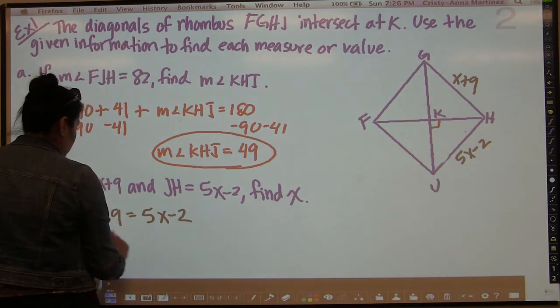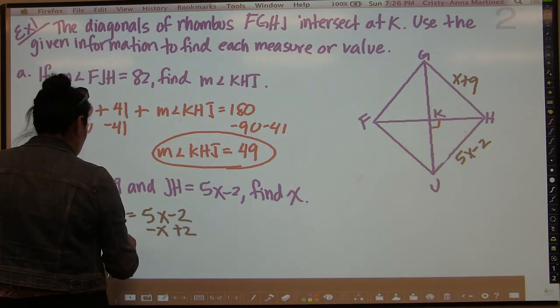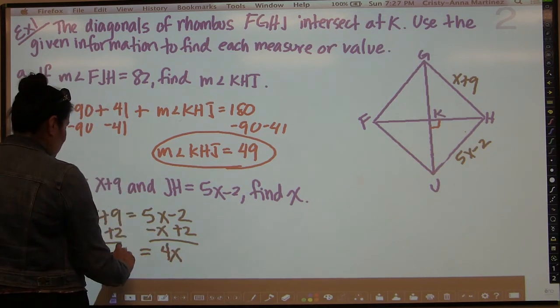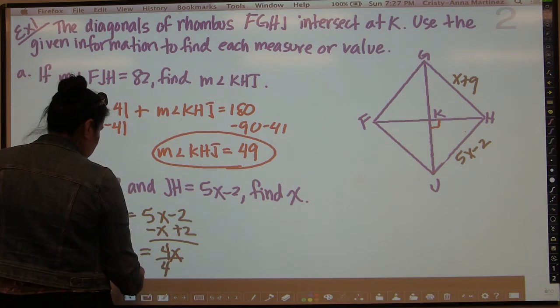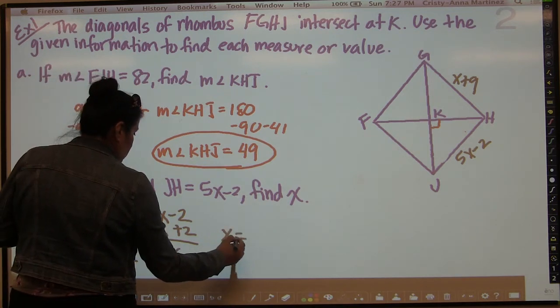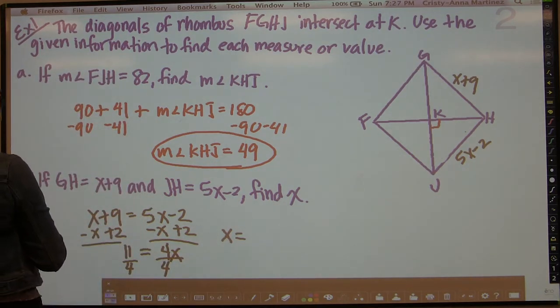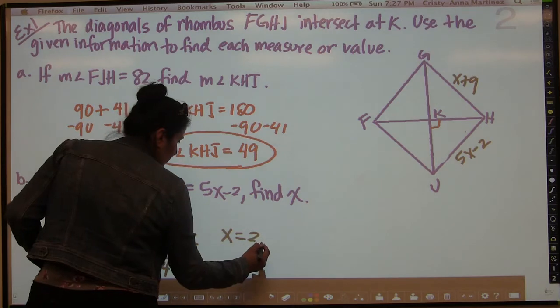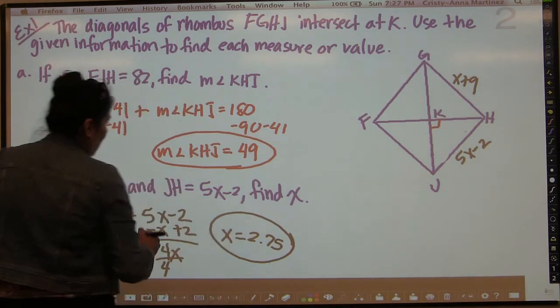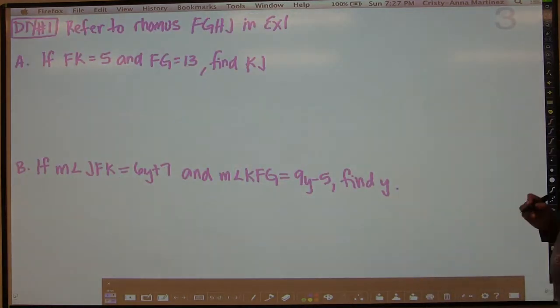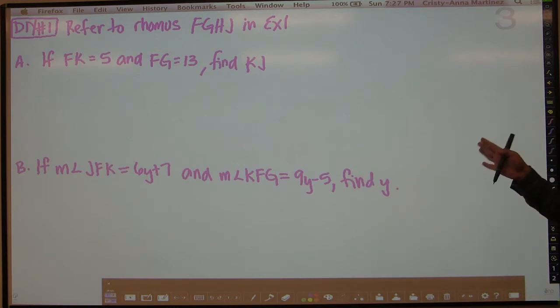So I solve for x, subtract x here, add 2 there. 5x minus x is 4x. 9 plus 2 is 11. Divide both sides by 4. I don't know why they couldn't just give us a nice even round number, but they don't like us. So 11 divided by 4 is 2.75. And that is our x value. So not really complicated, but there you go. So now I want you to do it yourself, number 1. Now remember, this is referring to the rhombus in the previous example, so it's the same diagram but different information.